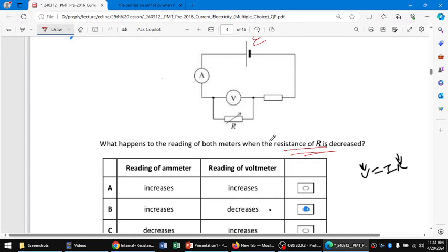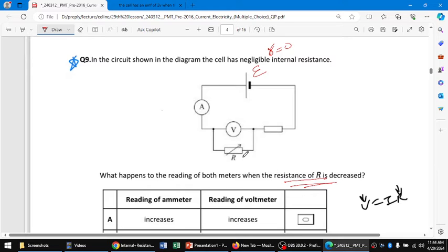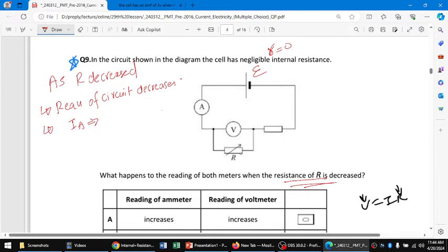So as the resistance R of this external resistance is decreased, definitely the equivalent resistance of the whole circuit also decreases. The equivalent or total resistance of the circuit decreases, and when the equivalent resistance of the whole circuit decreases, it means the current I through the ammeter must also change.